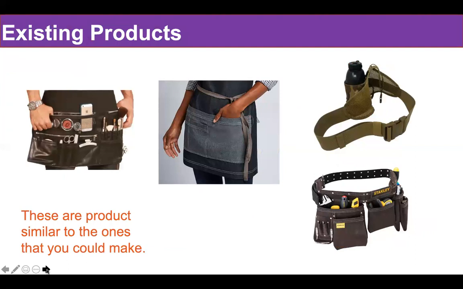Okay, so we can see 4 different designs here as we were talking about at the top of the lesson about being able to have carrier belts that we would put around our waist. And these are similar to ones that you could make. So we've got here on the left-hand side one that's, so I want you to think about here, who is this for?